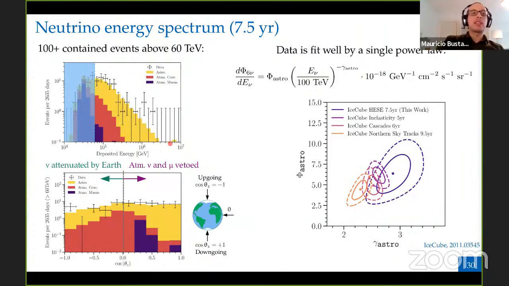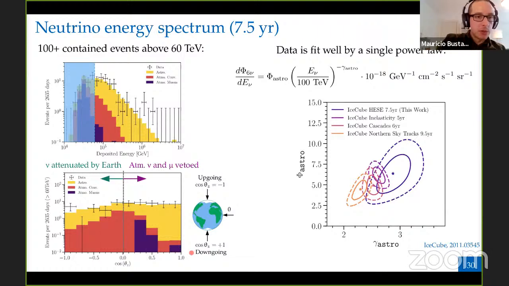So at this point, the detection of astrophysical neutrinos over the background of atmospheric neutrinos is at more than 7 sigma of significance. Not only that, you can also see that neutrinos are attenuated inside the Earth. As I said, remember, when the neutrinos are at high energies, their interaction cross-section with the protons inside the Earth grows and they might be stopped before reaching the detector.